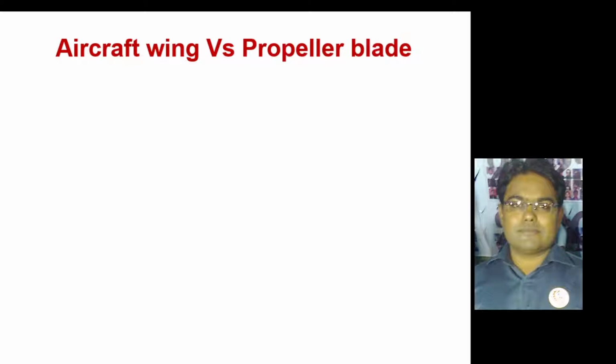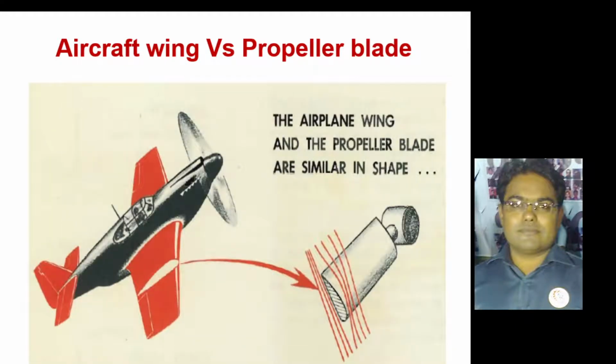So if we look at the aircraft wing and the propeller blade, by looking at the geometry, both are the same. So this is the view when your propeller is functioning. When it is functioning, it basically looks like a disc which is actually rotating at a certain RPM. So if we just focus on a single blade, right?